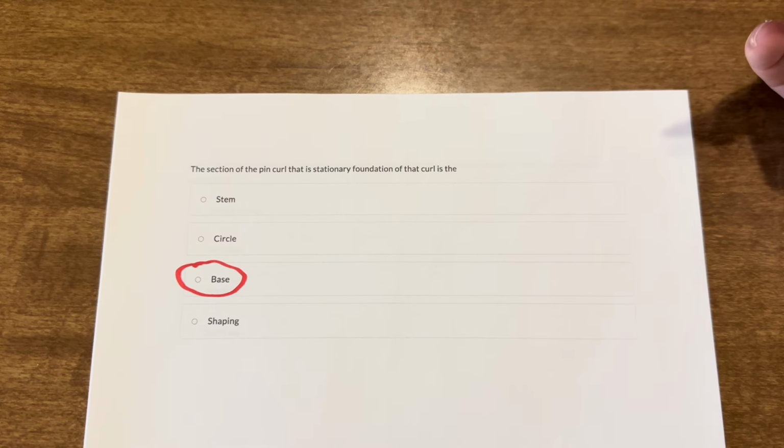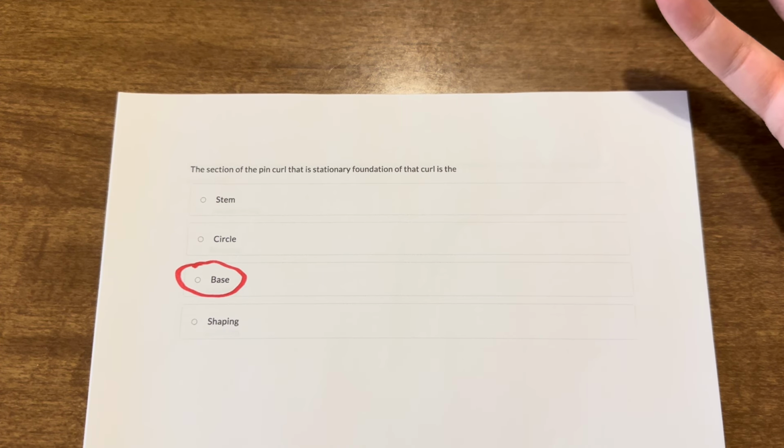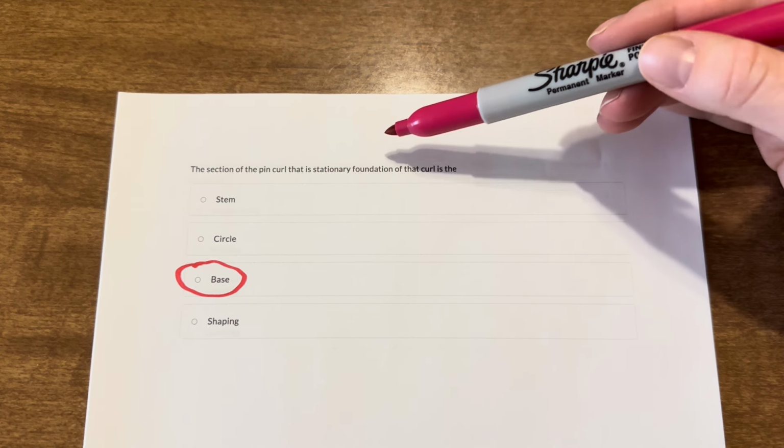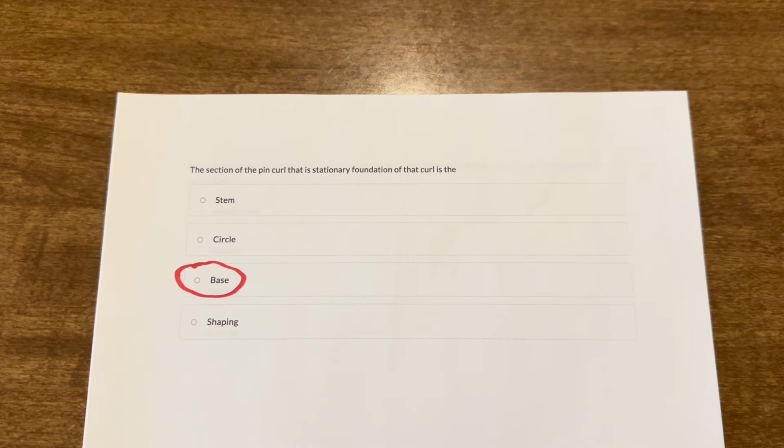The easiest way to remember this is because base is a synonym for foundation, and the question is asking about the foundation or base of a curl.